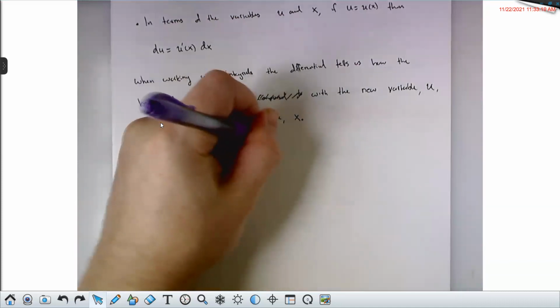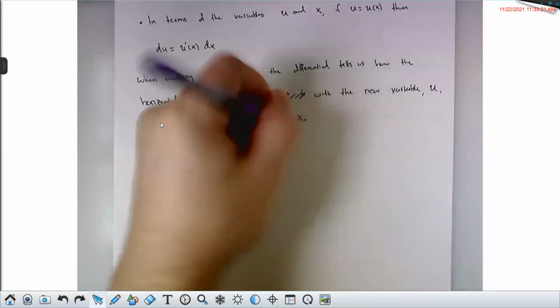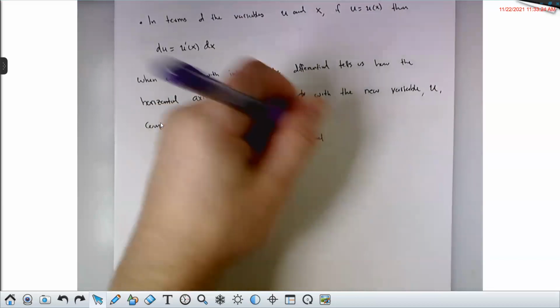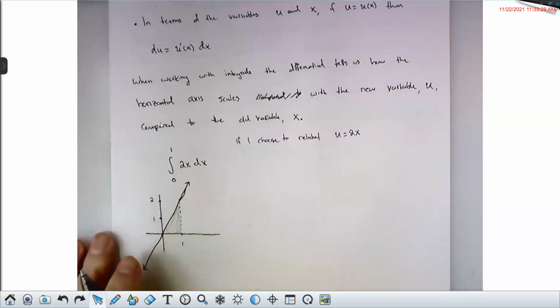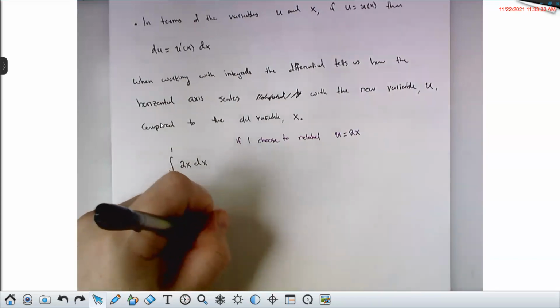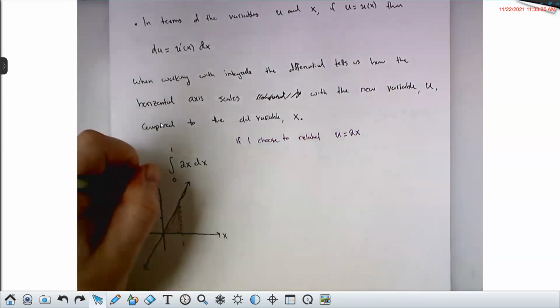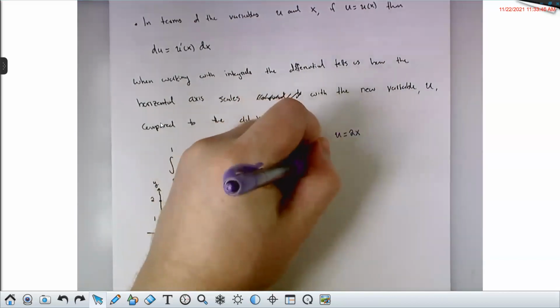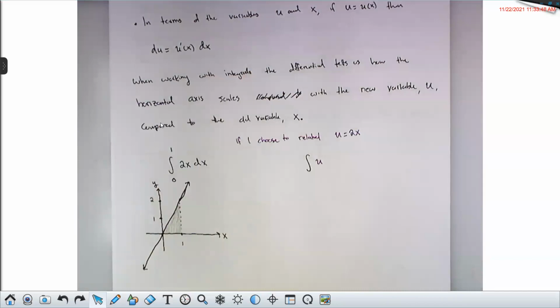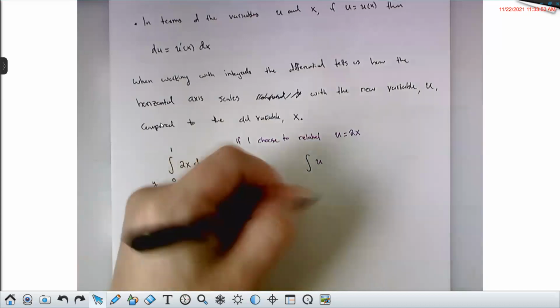If I choose to relabel 2x as u, so here's my x-axis and here's my y-axis, then this would become the integral of u. So let me draw a graph down here.